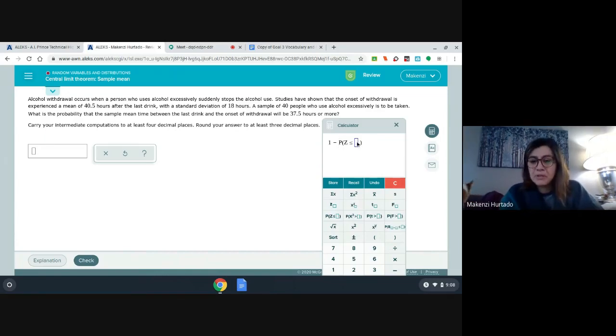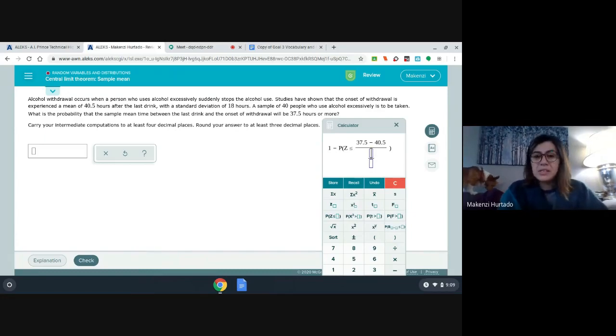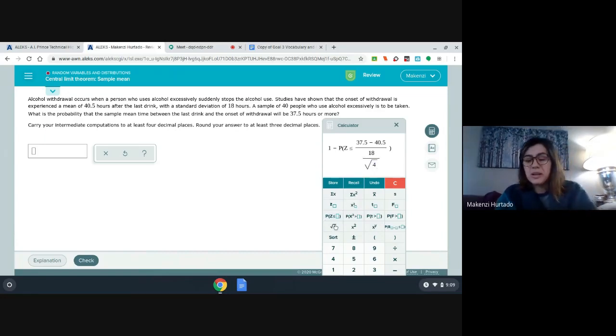And now we're going to do our formula. Our sample mean, which is 37.5, minus our given mean, which is 40.5, divided by our standard deviation, which was 18, over the square root of the number of trials, which was 40. And we get 0.854, 3 decimal places.